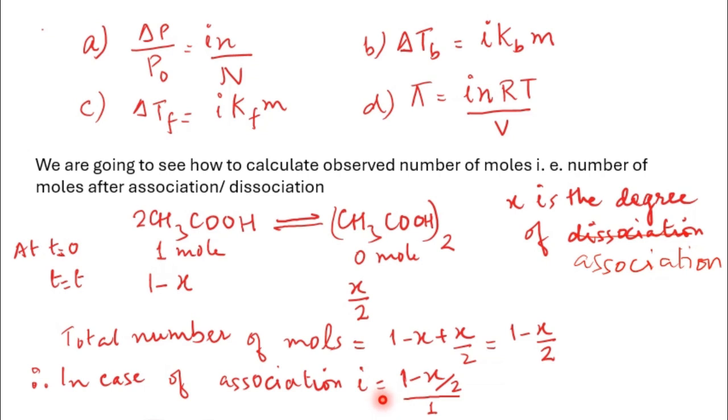Now, numericals can be formed mainly in two forms. Number one, you will be given the change in colligative property and you will have to calculate i. From that i you will have to calculate the degree of dissociation or association. Or you would be given the degree of association or dissociation and you will have to calculate the change in colligative property. So this was the total number of moles of particles when there is association, where x is the degree of association.